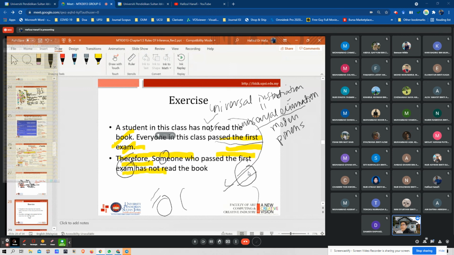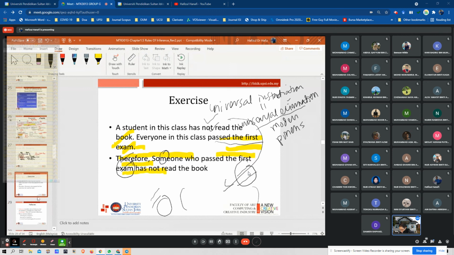Another exercise. A student in this class has not read the book. Everyone in this class passed the first exam. Therefore, someone who passed the first exam has not read the book.